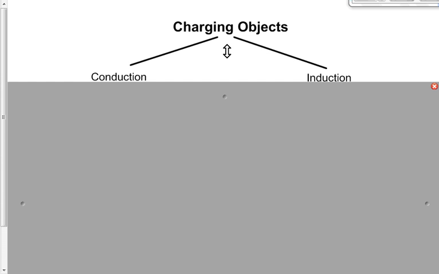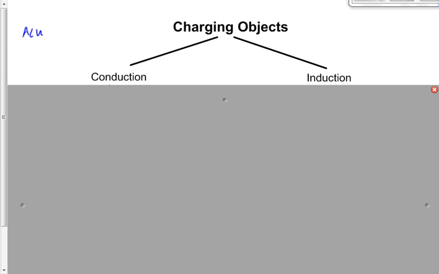Well, there's two main categories of charging. One's called charging by conduction, one's called charging by induction. When we charge by conduction, we transfer charge. In fact, charging by conduction always involves a charge transfer, always. We're transferring negatives from one object to another, whereas induction never involves a charge transfer.